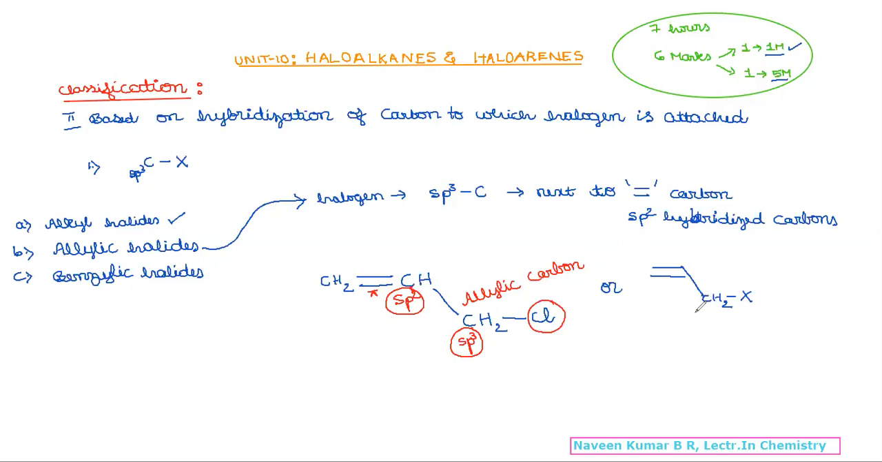The same is represented here in an alternate way. The halogen is attached to an sp3 hybridized carbon atom, which is present next to an sp2 hybridized carbon, and this carbon is the allylic carbon. And the respective halide is called an allylic halide. It's a very simple and interesting example to understand. Similarly, we'll take one more example with a cyclic ring.